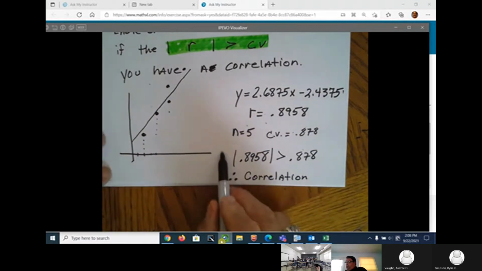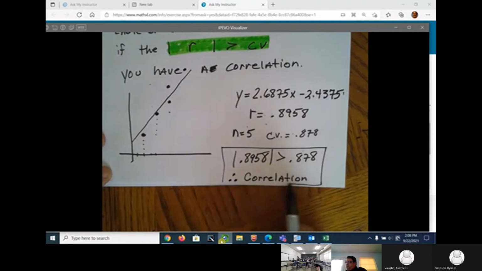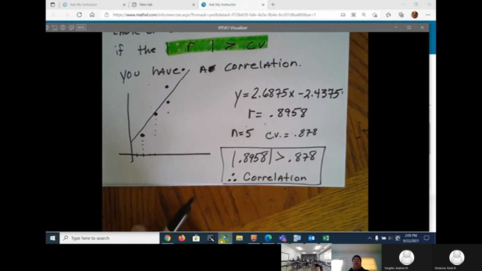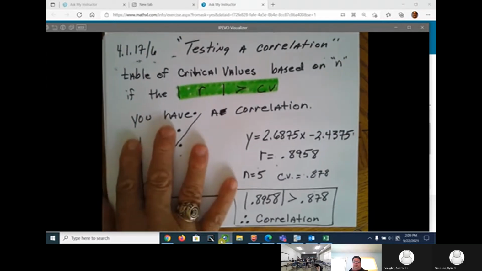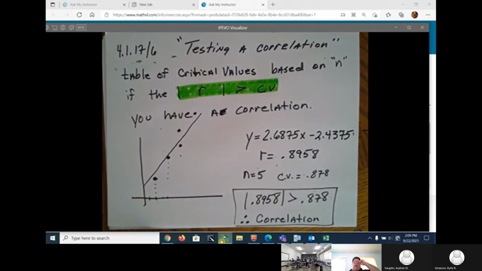So that's what some of your homework questions are going to ask you. Now, did we cover this before, the critical value? I don't think we have, have we? No, sir. I don't think we have. So make sure you understand. Now, what if you have a negative correlation? Well, that's why it's got the absolute value. If you have a negative correlation, I'm going to show you on the next page.